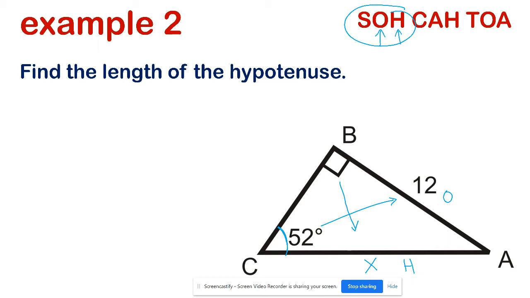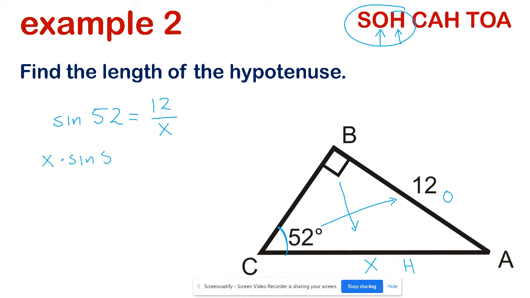So now I'm going to set this up. Sine of 52 equals the opposite, which is 12, over the hypotenuse, which I don't know, which is x. Now, this is a little more complicated because the x is on the bottom. So there are some shortcut ways to do this, but I'm going to go through it step by step so you can see what's happening. You don't want x on the bottom of a fraction. So the first thing I would do is multiply both sides of the equation by x.